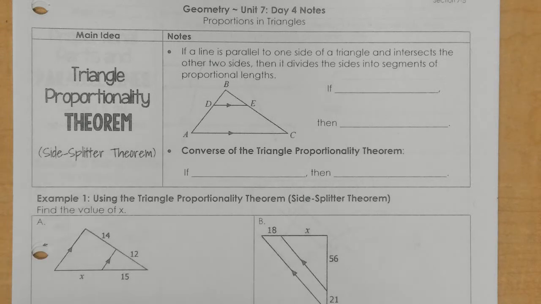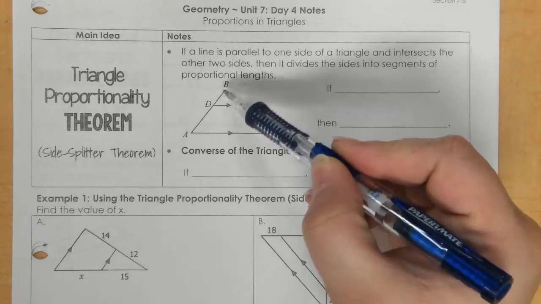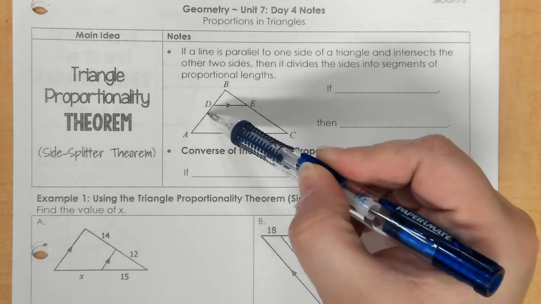For Unit 7, Day 4 notes, this is proportions and triangles. So for the first one, triangle proportionality theorem, also known as the side splitter theorem, it says if a line is parallel to one side of a triangle and intersects the other two sides, then it divides the sides into segments of proportional lengths, meaning like we're looking at these right here.